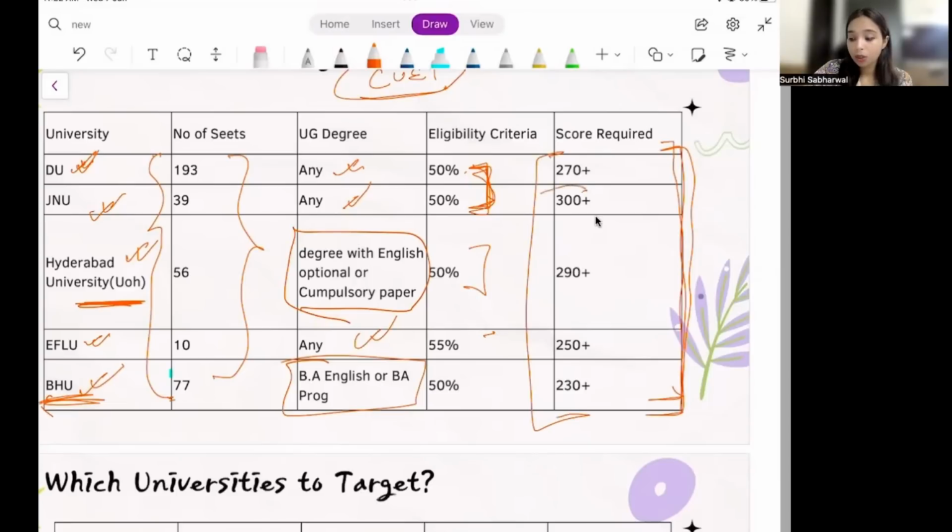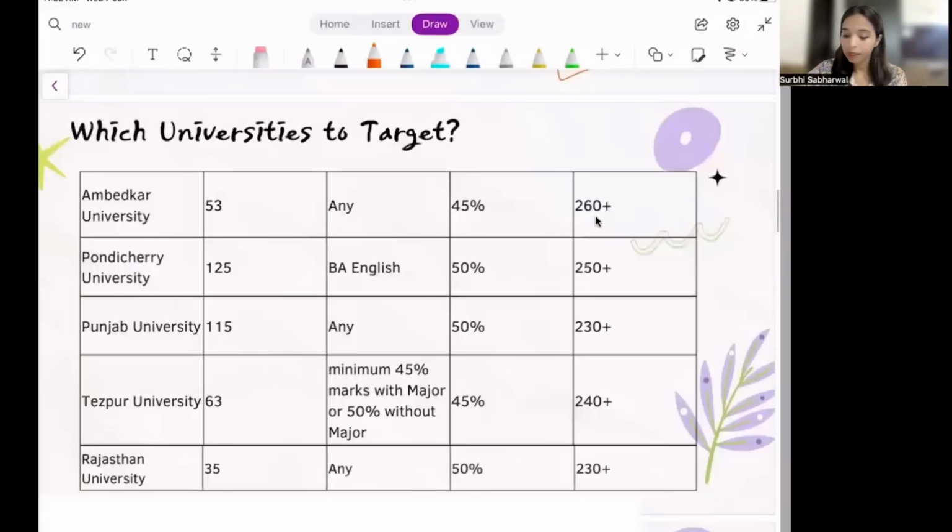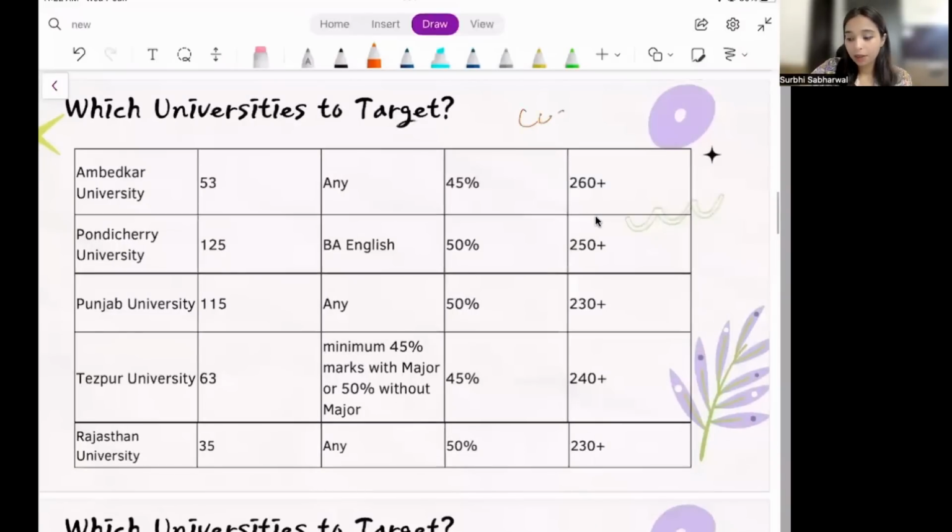So JNU has one of the highest marks criteria, wherein in your CUET examination, you should get a score of 300 or more than 300, right? Again, these are a set of universities that come under CUET. We have Ambedkar University, Pondicherry University, Punjab University, Tejpur University, and the Rajasthan University.